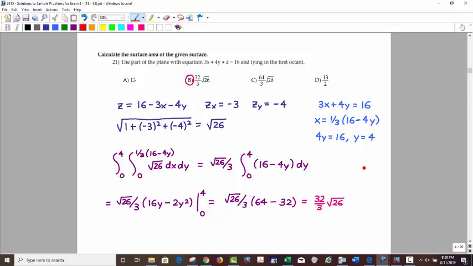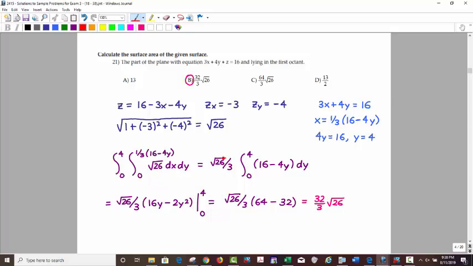And for some reason, I chose, it makes really no difference, I don't think, dx dy this time instead of dy dx. Not sure why. Maybe because I wanted to have a whole number 4 out there on the outside. I don't know. But anyway, so I solve for x in terms of y. So x will go from 0 to 1/3 times 16 minus 4y. And then to get the y, you just zero out the x, and you're left with 4y equals 16. So y will go from 0 to 4.